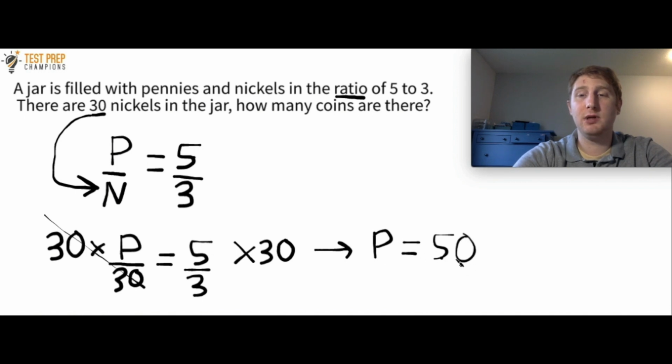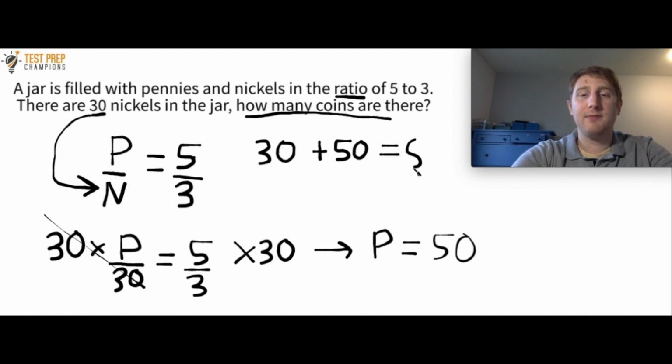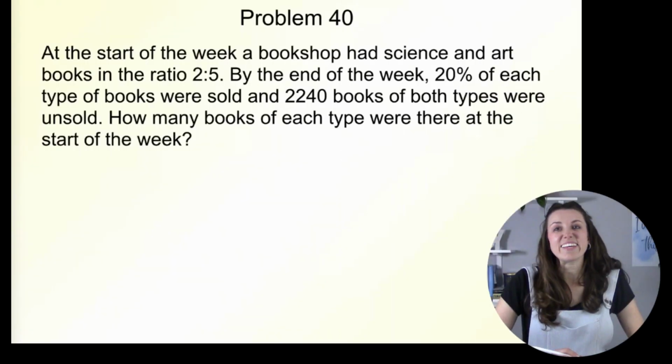So if you made it here, really good work, but we have to take it one step further because we have to answer how many coins there are, not just pennies. We already know that there are 30 nickels, and we now figured out that there are 50 pennies. So to find how many coins there are, I'm just going to add up the number of nickels and the number of pennies. In other words, 30 plus 50, and I get 80. So the correct answer here is 80 coins. Thank you, Parker, for answering that last question.